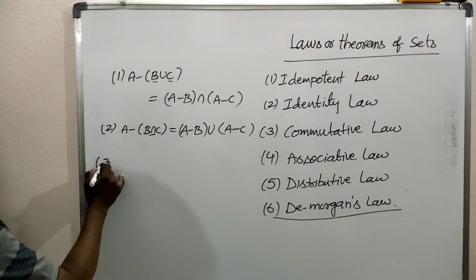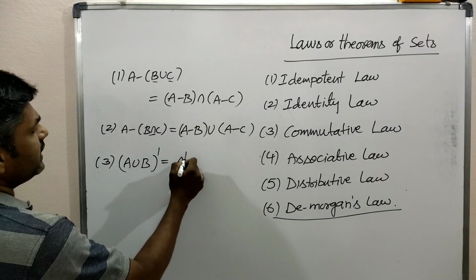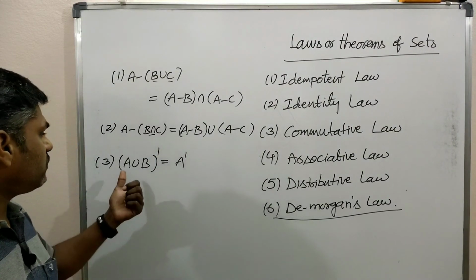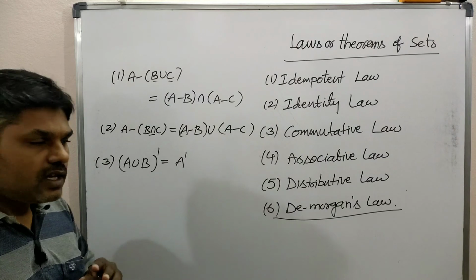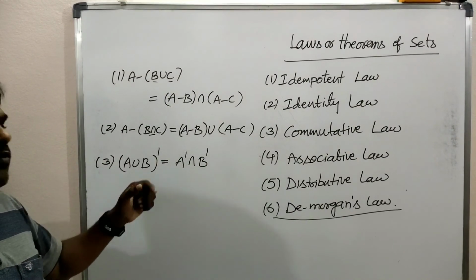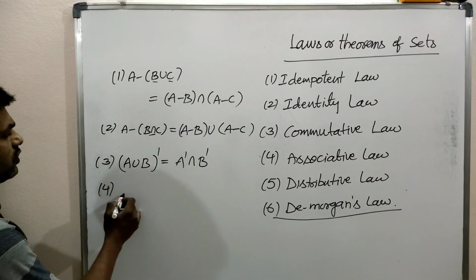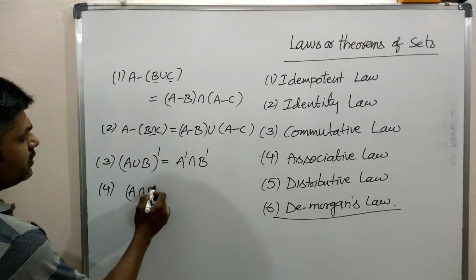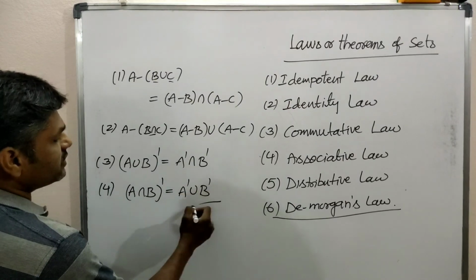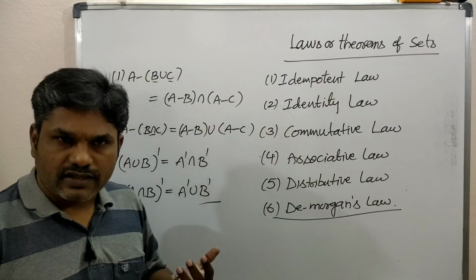And the third law is (A union B) whole dash is equal to A dash. Dash is nothing but complement. Complement of the set A union B, that is A dash intersection B dash. Very simple. In complements, this union will change into intersection. Similarly, if you come to the fourth one, (A intersection B) whole dash is equal to A dash union B dash. These are the four De Morgan laws on sets.